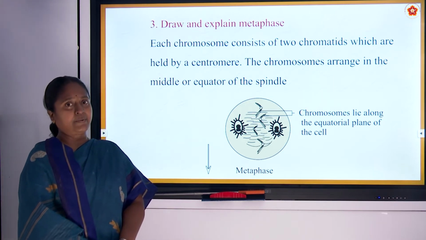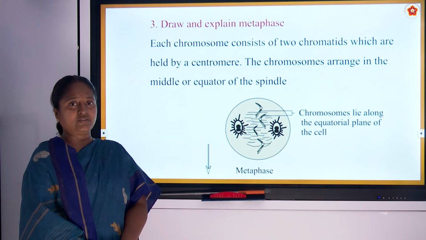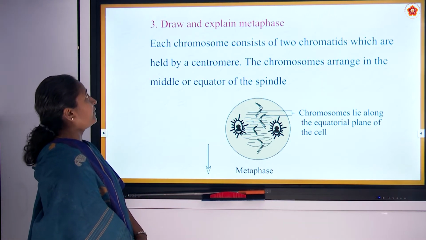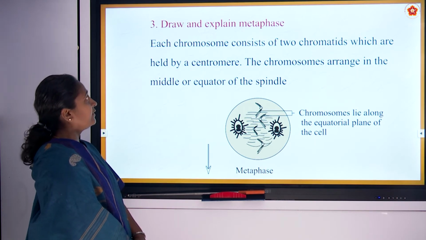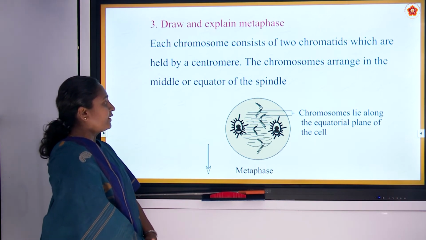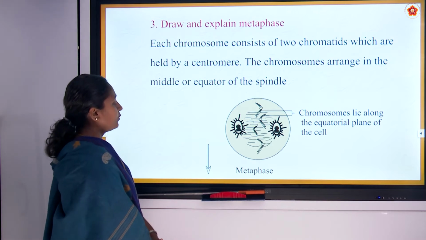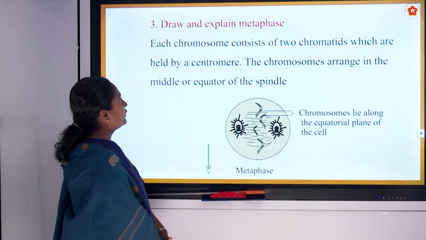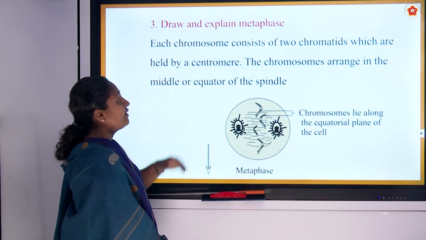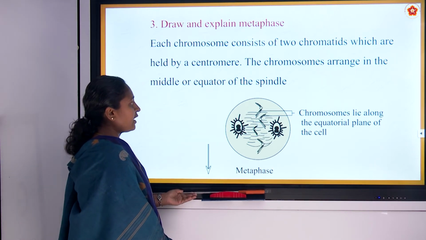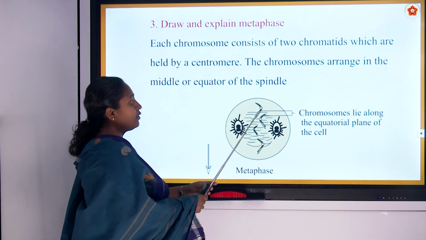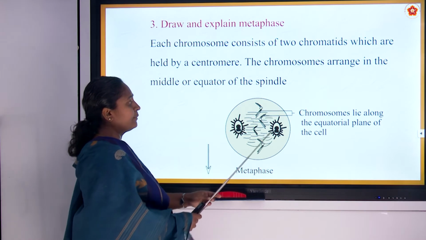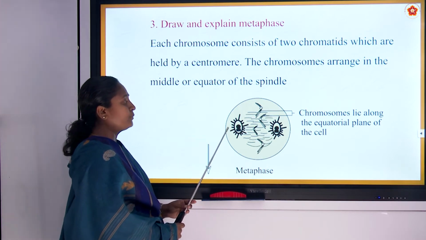Any phase can be asked in the examination. So, we are seeing only one example, that is metaphase, how to explain and draw. In metaphase, how are the chromosomes arranged? The chromosomes are present in the center equatorial plane, right. In the middle part, we can see the chromosomes laid over. This is how we represent it, and this is an animal cell. We can see the centrioles are also present.